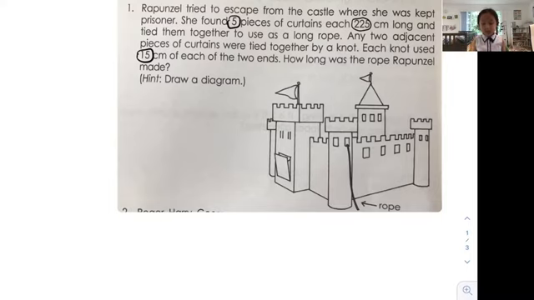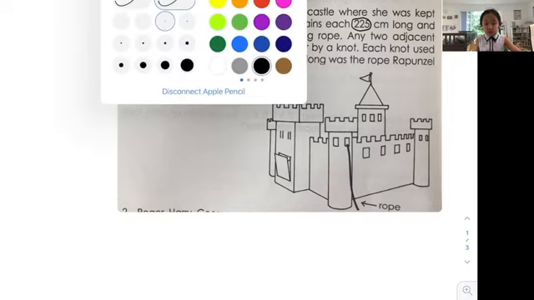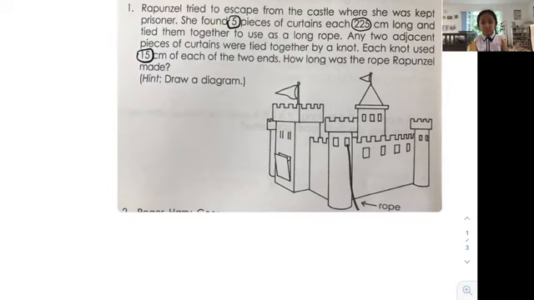Now let's see if we can solve it. Let's first try to draw a diagram. Well, how to draw one? Well, we should change colors. For example, I'm going to change it into a blue, and we should draw a diagram. Draw one diagram. And we should draw just some rectangles for curtains. That way it'll be way easier.